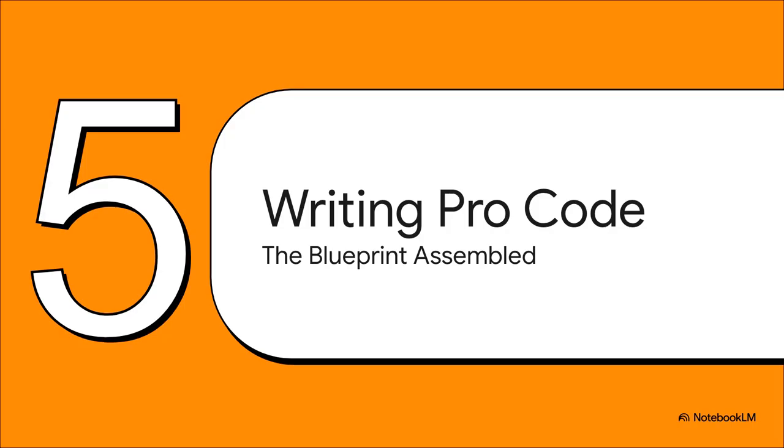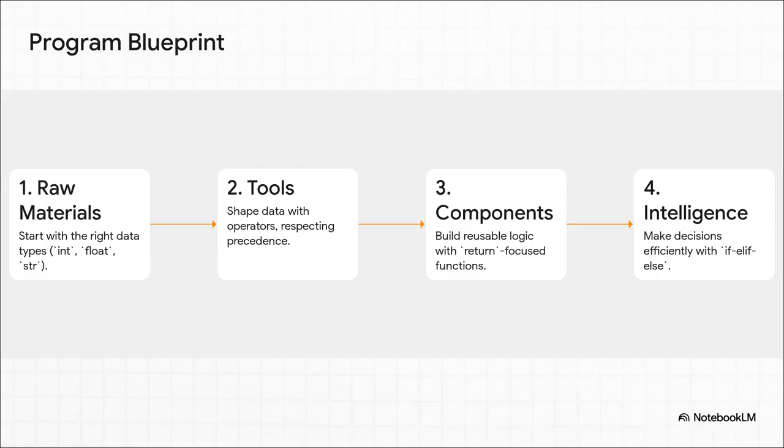So let's bring it all together. We've gone from the simplest building blocks of data all the way up to creating these intelligent decision-making structures. This is really the blueprint of professional programming. This is the progression, right? You start with your raw materials, your data, you shape it with your tools, the operators, you package all that logic into reusable components, your functions, and then you orchestrate those components with intelligence, your conditionals. This is the fundamental pattern for writing clear, robust code.